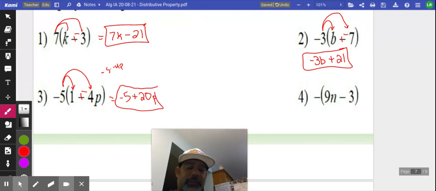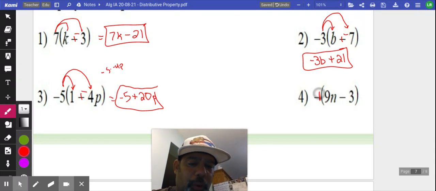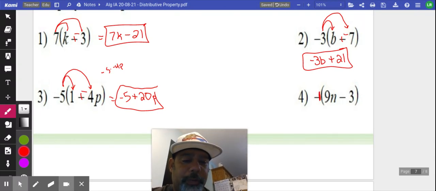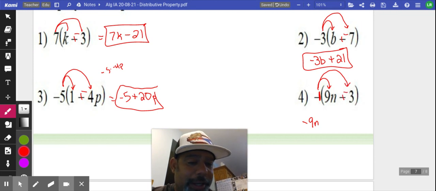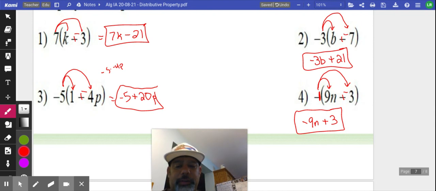And last but certainly not least, we have this number 4. Now we got to think, what number is this in front of the parentheses? Okay, so all we see is a negative sign. That is a negative 1. So we're going to distribute a negative 1. So we have negative 1 times 9n. That would be negative 9n. And then we have negative 1 times a negative 3. Negative times a negative is a positive. And that would be my answer.